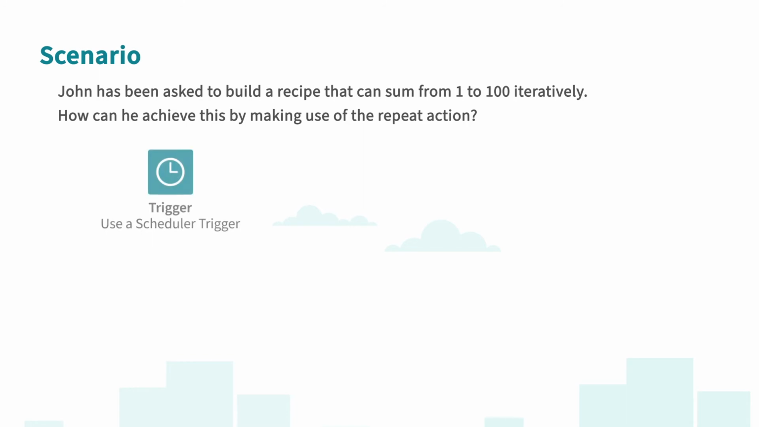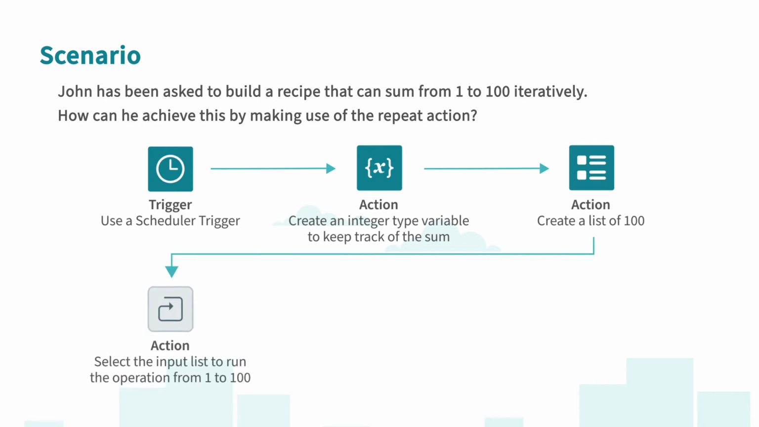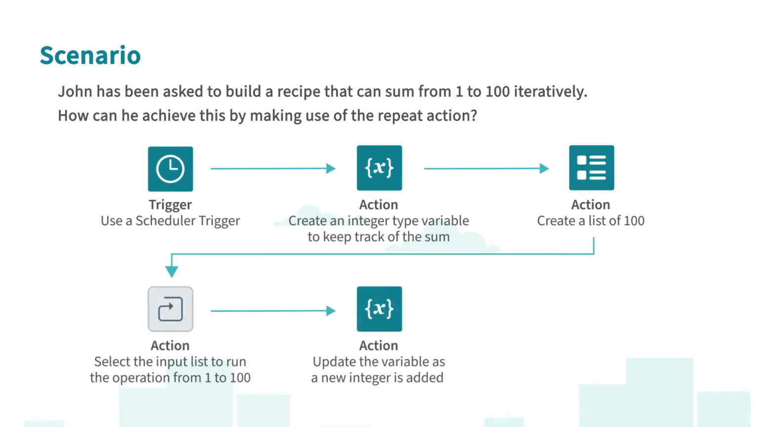Specifically, he can first use a scheduler trigger to determine when the recipe should be executed. Next, he can create an integer type variable to keep track of the sum, as well as create a list of size 100 to perform the sum operation on the variable from 1 to 100 iteratively. Then he can make use of the repeat action to update the variable by adding a new integer iteratively, from 1 to 100. Finally, he can log a message with the final output, which should give him the answer 5050.